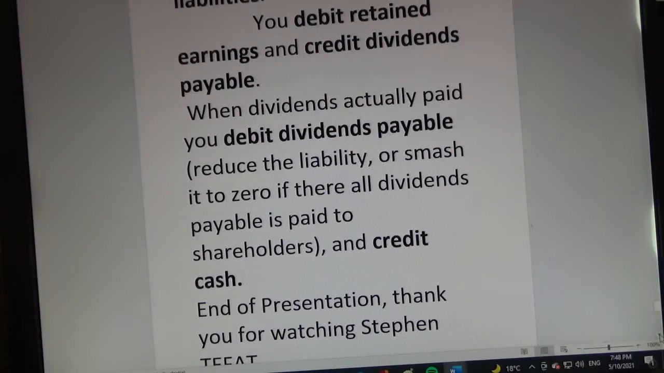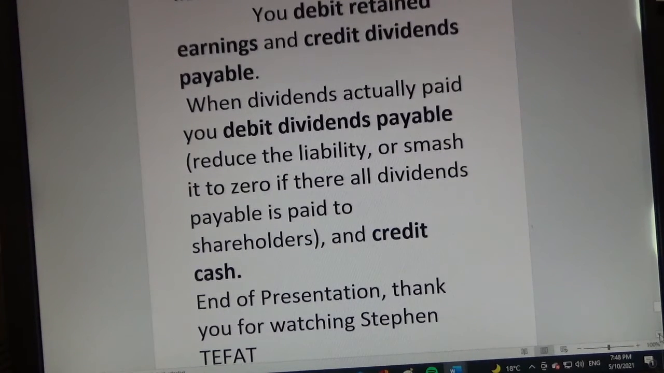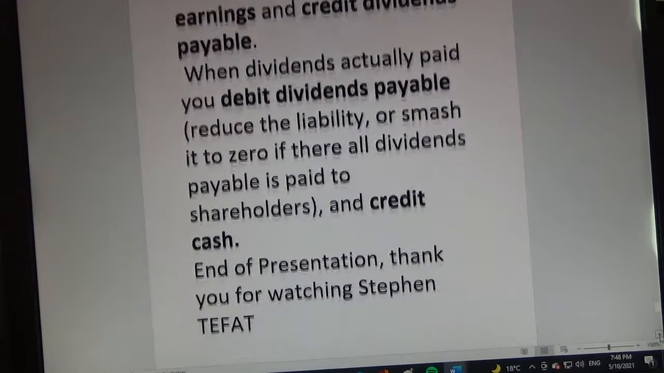But when dividends are actually paid, you debit dividends payable, reducing the liability to zero, since it all goes to the shareholders, and you credit cash.